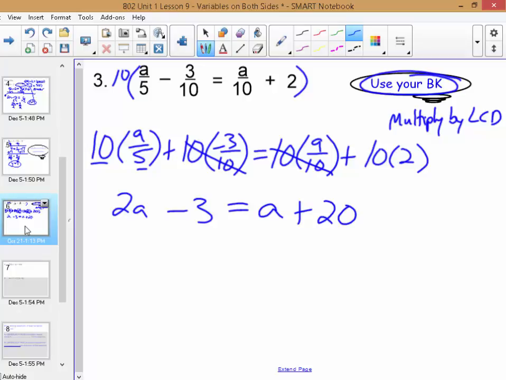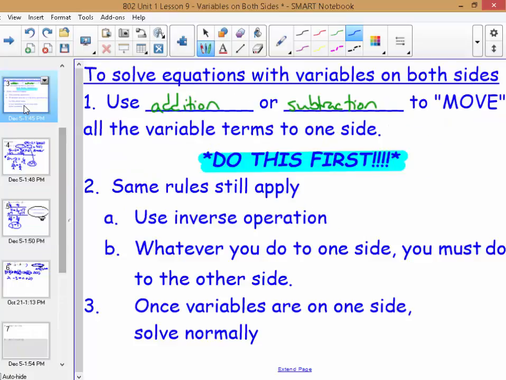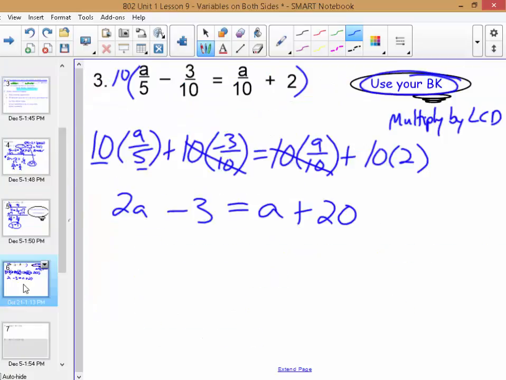From here, before I do anything else, remember what we said, we're going to do this first. We're going to get the variables on one side of the equation. So I look here, and again, I could subtract 2a or I could subtract a, but the goal is to stay positive if possible. So I subtract a on both sides. This is where, for some reason, I always have kids make a mistake. They tell me 2a minus a is 2. Remember, the coefficient here is understood to be 1. This is 2 apples minus 1 apple. That still leaves us with an apple here. That leaves us with a.